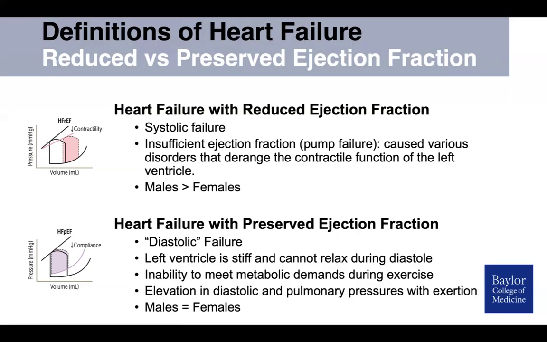Below is heart failure with preserved ejection fraction, where there is diastolic failure. The left ventricle is stiff, cannot relax during diastole. There's inability to meet the metabolic demands during exercise, and there's elevations in diastolic and pulmonary pressures with exertion. This heart failure with preserved ejection fraction or HFpEF is now becoming more and more prevalent because it's associated with multiple risk factors.